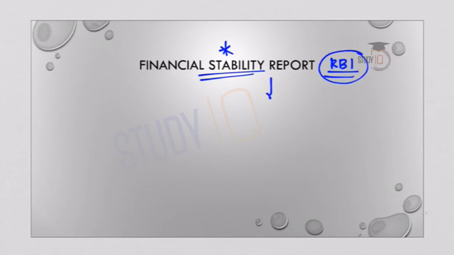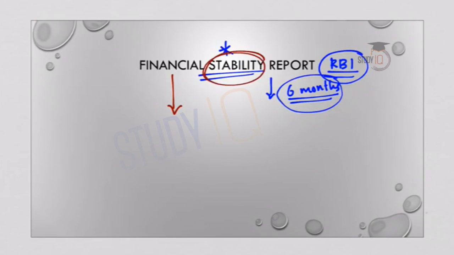This index is being published every 6 months, that means twice in a year. And RBI is the Central Bank of Indian economy, also the monetary authority of the country. So what is this report all about? This report makes an assessment on the stability of India's financial system. So how stable is the financial system of India? How resilient is India's financial system towards external shocks and global and domestic factors? This is what is being assessed in this report.